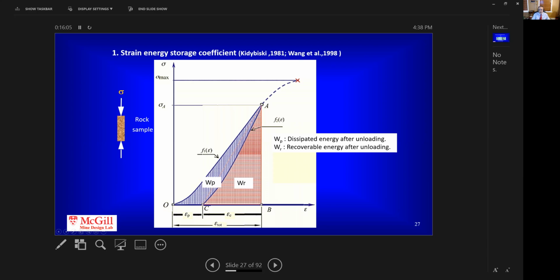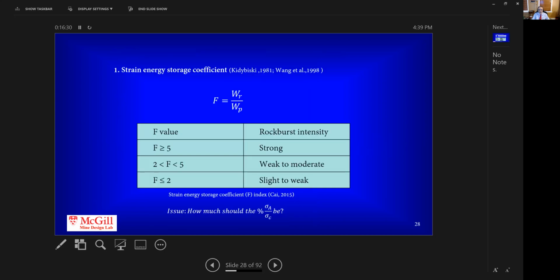And by loading and unloading, you obtain two areas here. The area in red represents the recoverable energy after unloading. And the area in blue represents the dissipated energy after unloading. The ratio between the two is called F, and it's a reflection of the rock burst intensity.